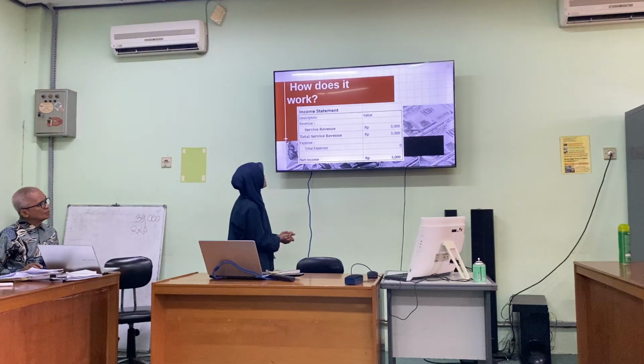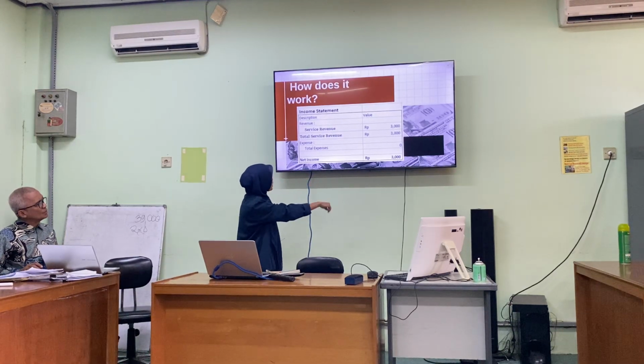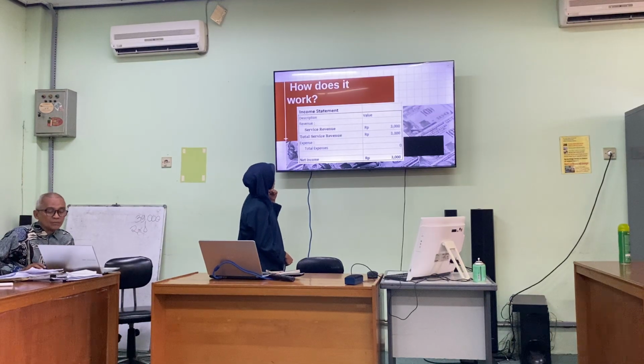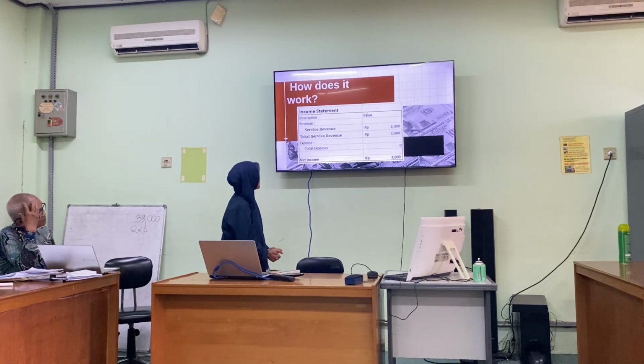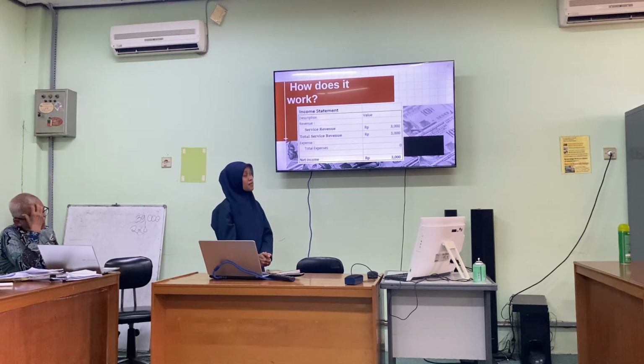Income statement. Description, revenue: service revenue. The amount of service revenue is 3,000 rupiah. For a total, service revenue is 3,000 rupiah. Expense, total expense for the month is 0. For a total, net income is 3,000 rupiah.